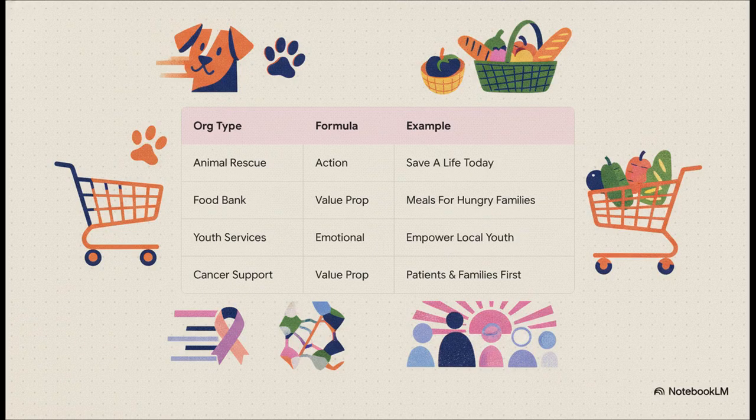And here's what this looks like in the real world. An animal rescue can go with a direct, action-oriented headline. A food bank can lead with its core value, what it does. For youth services, an emotional appeal might be the most powerful hook. The point is, you're giving the system all these different flavors to work with.